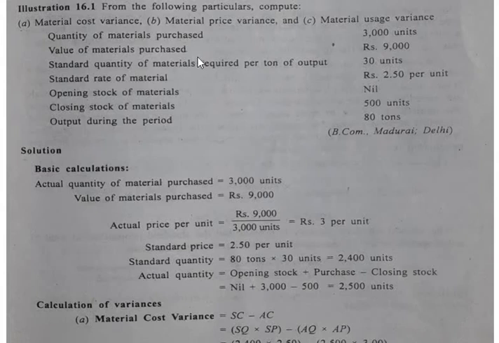Now, let us look at the other items in the problem. First of all, they have given you the quantity of materials purchased. So this is 3,000 units. Then the value of material purchased, that is rupees 9,000. Based on these two pieces of information, you can find the actual price per unit. From basic calculation, the actual price per unit will be the value of material purchase divided by the actual quantity of material purchase. So it will be rupees 9,000 divided by 3,000 units. So the actual price per unit will come to rupees 3 per unit. So rupees 3 per unit into 3,000 units will get rupees 9,000.